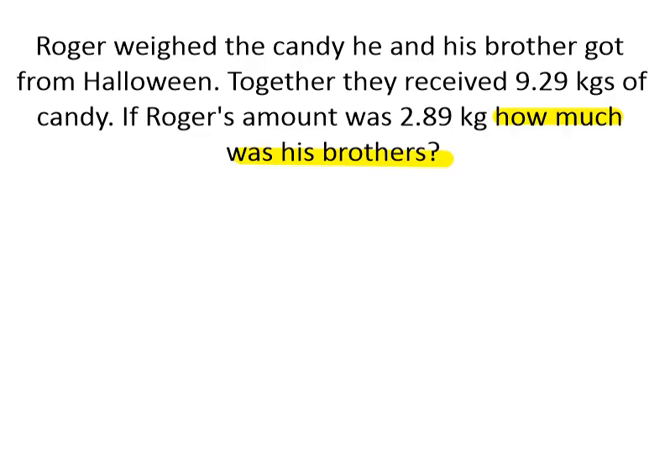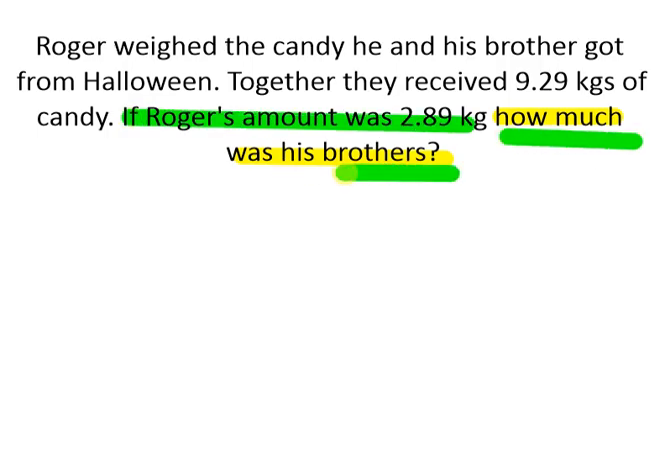So let's read it one more time. Roger weighed the candy he and his brother got from Halloween. Together they received 9.29 kilograms of candy. If Roger's amount was 2.89 kilograms, how much was his brother's? This is going to be a how much more question, okay? So if Roger's was this, how much was his brother's? So it's going to be a subtraction problem. 9.29 minus 2.89.